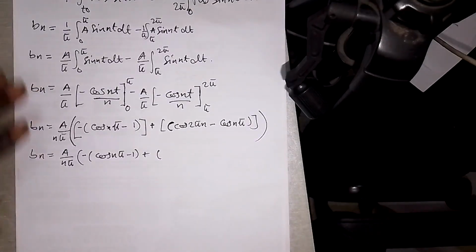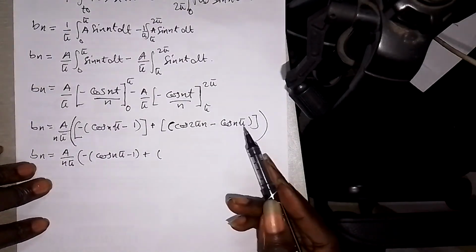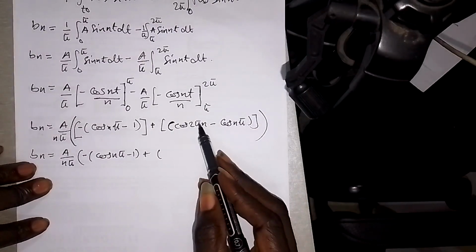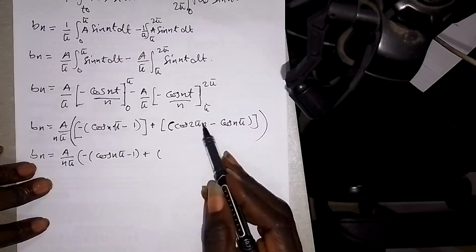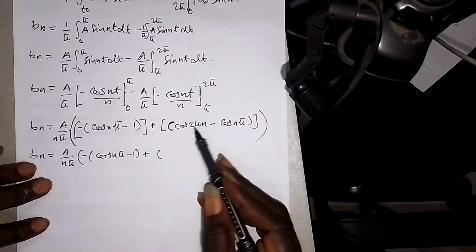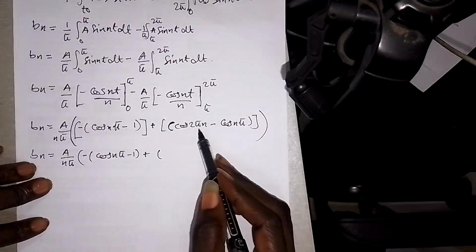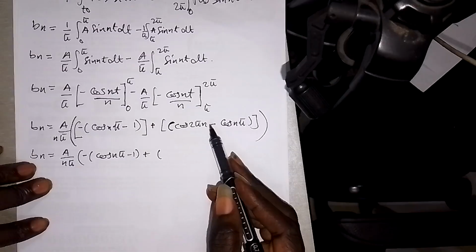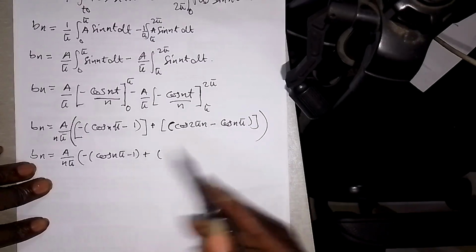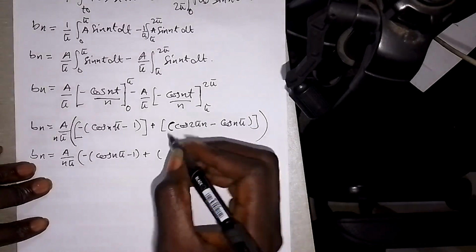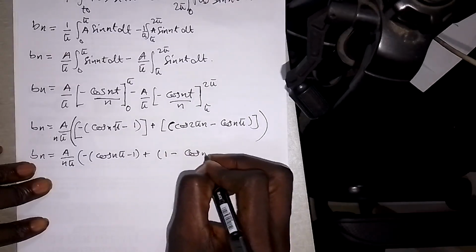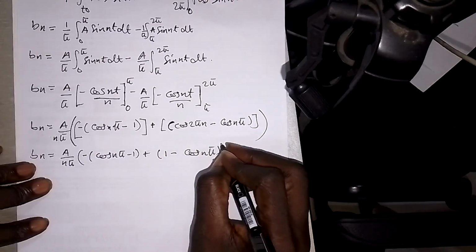Now let's see something here. Even if n is 1, you have 2 pi, and the value is 1. If n is 2, you have 4 pi, and the value for 4 pi is 1. If n is 3, you have 6 pi, and the value is 1. If n is 4, you have 8 pi, the value is 1. If n is 5, you have 10 pi, also 1. So here I'm going to have 1 minus cos n pi.